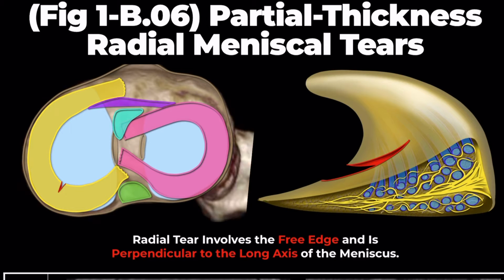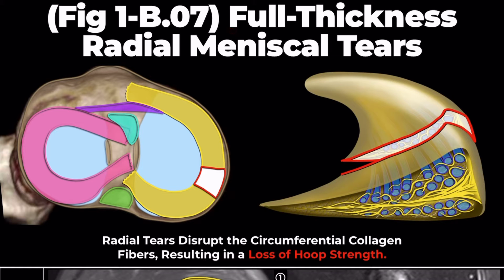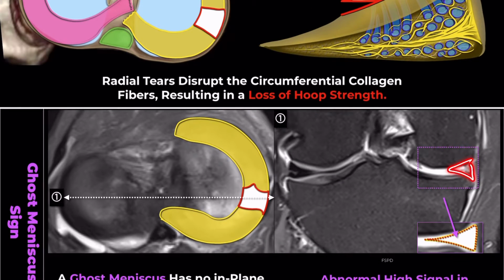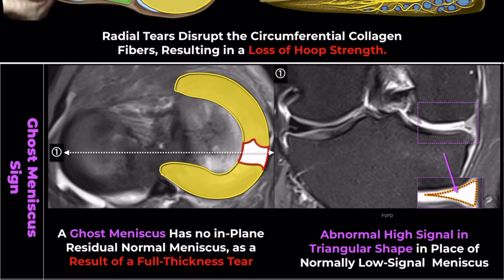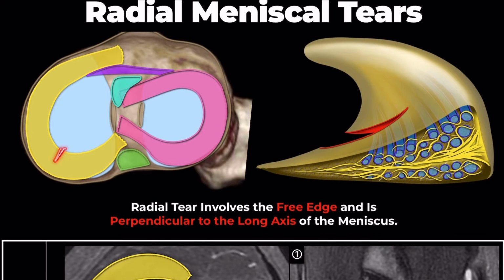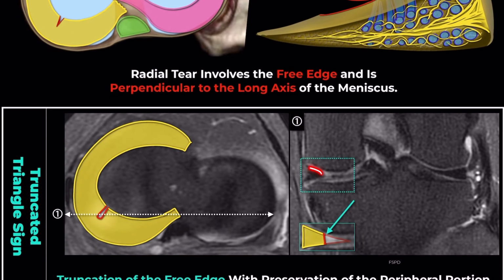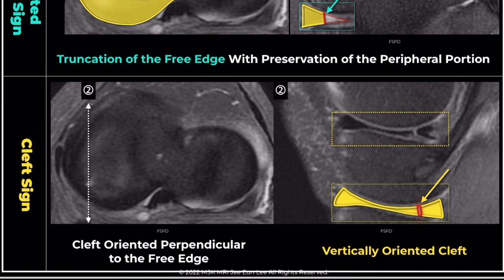Firstly, radial tears may appear differently on MRIs depending on their location, whether in the anterior or posterior horns or the meniscus body. The appearance also varies with the tear's thickness. For example, a full-thickness radial tear presents what we refer to as the ghost meniscus sign. In contrast, a partial thickness tear exhibits the truncated triangle sign. Additionally, the cleft sign in radial tears is visible based on the tear's location relative to the imaging plane.